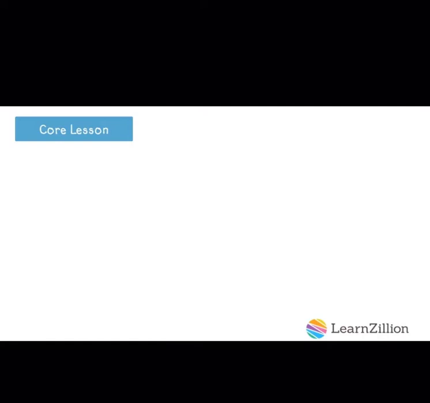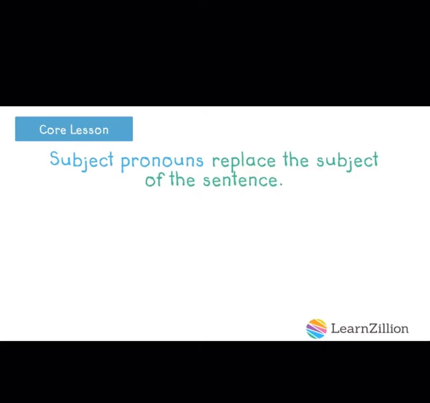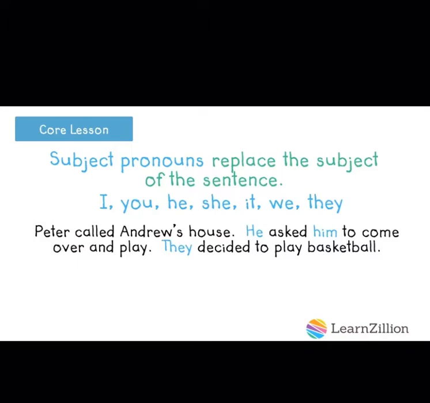Just like nouns, there are subject and object pronouns. Subject pronouns are used to replace the noun that is the subject in the sentence. I, you, he, she, it, we, and they are subject pronouns. Writers can use these to replace the subject in the sentence. We used subject pronouns in our sentences about Andrew and Peter. Let's take a closer look. Did you notice the subject pronouns he and they? Both pronouns are in the subject part of the sentence, and they replace the noun that tells who or what the sentence is about.